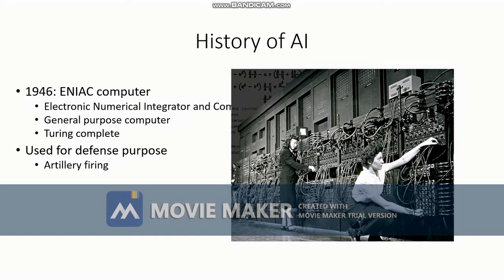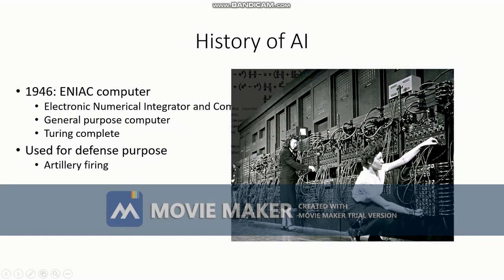So the defense always needed something that could ease their job. They needed some applications that would help for defense purposes. So from the very beginning itself, AI was heavily funded for defense purposes. As we all know, a country is going to give more importance to defense rather than science. So here the science was used for defense.